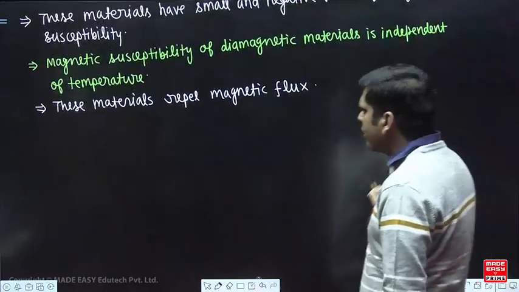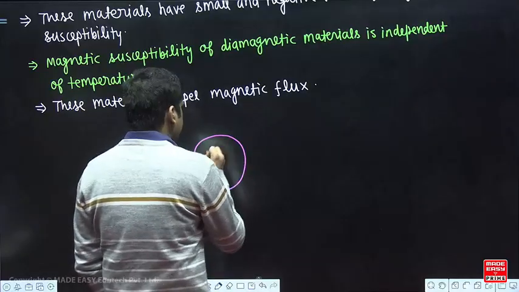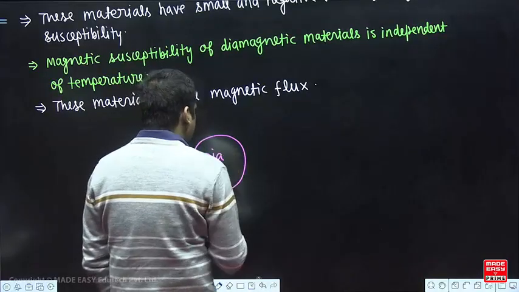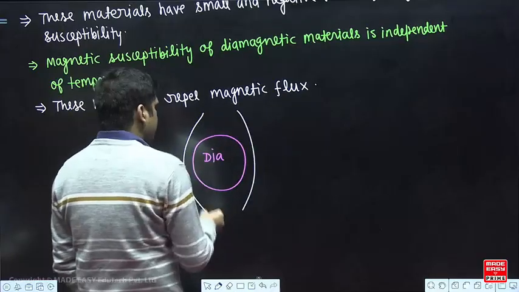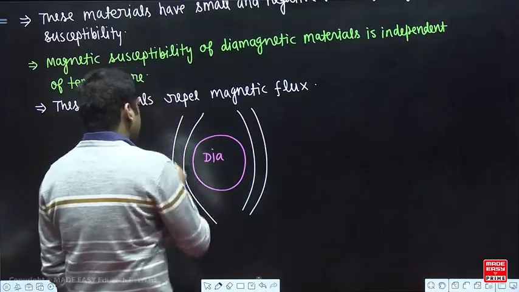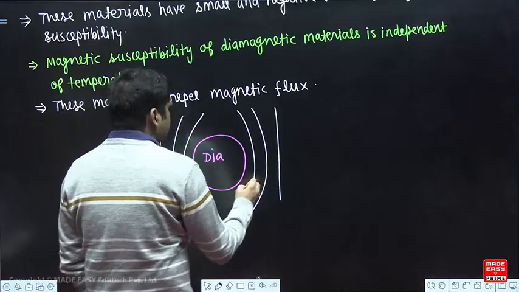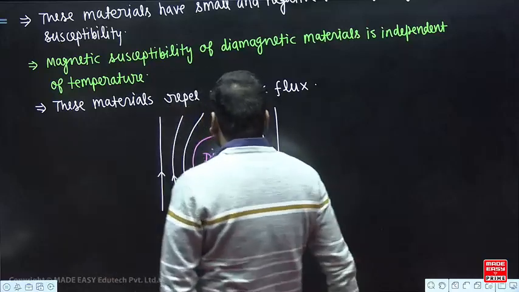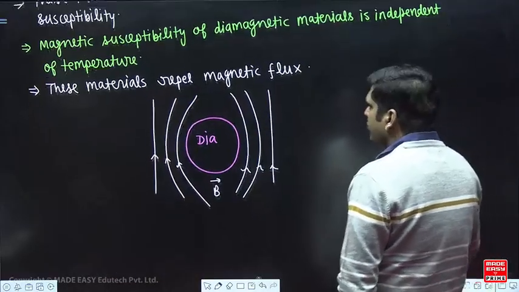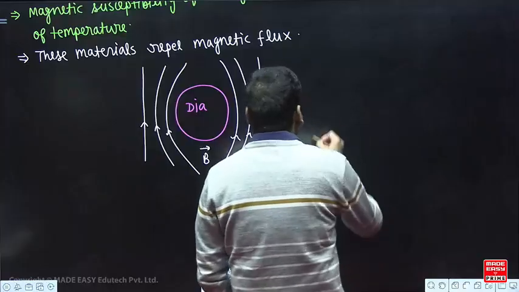So let us suppose you have a diamagnetic material. This is your diamagnetic material, I am assuming it is an ideal diamagnetic material. So if you apply a magnetic field, it will repel. All the magnetic flux would be repelled if it is the ideal one. If it is practical, a very small amount may go in, that is negligible. So in an ideal diamagnetic material, magnetic flux inside the material should be 0.